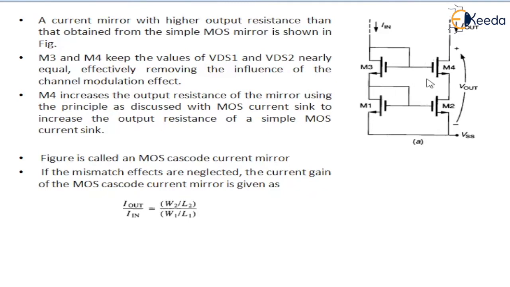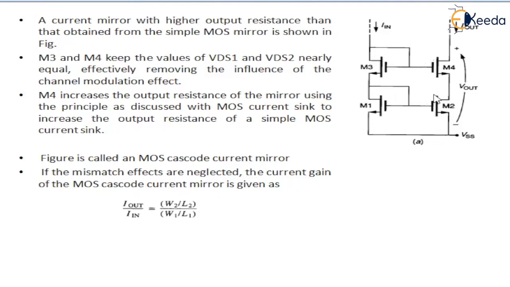Here, four transistors are used. M3 and M4 keep the values of VDS1 and VDS2 nearly equal. We have already seen that to remove the effect of channel length modulation, that is lambda, we should keep the values of VDS1 and VDS2 equal. While M4 increases the output resistance of the mirror using the principle we have already discussed with the MOS current sink, that is negative feedback and positive feedback to increase the output resistance of a simple MOS current sink.